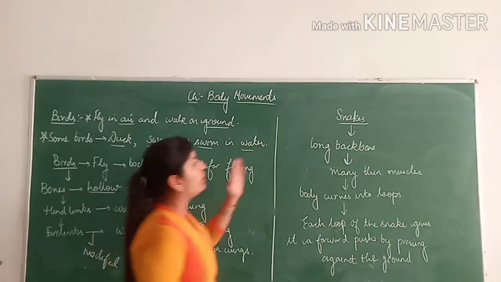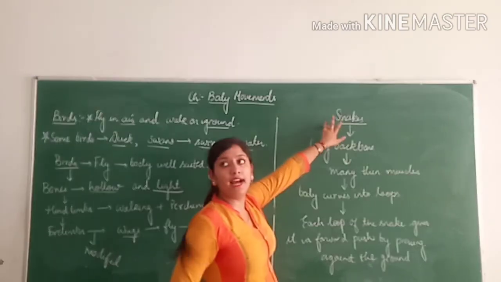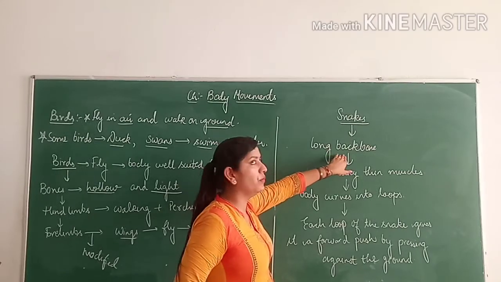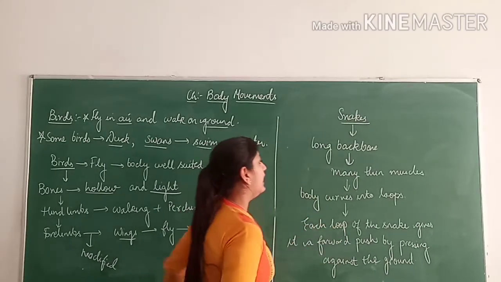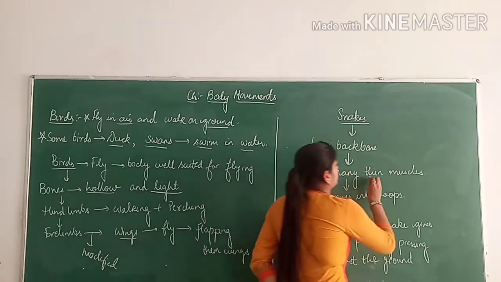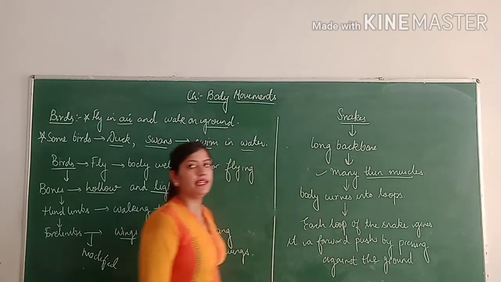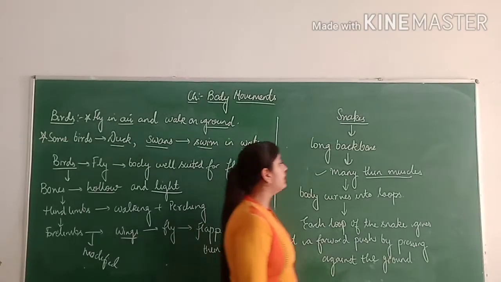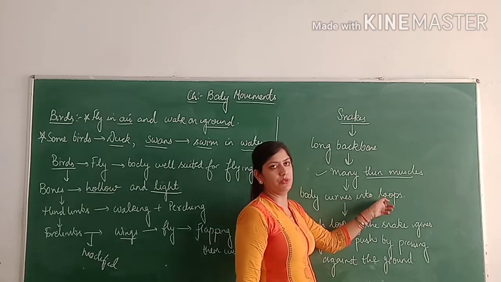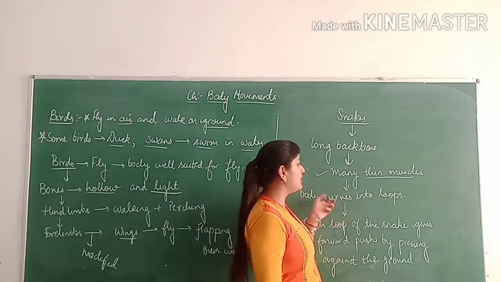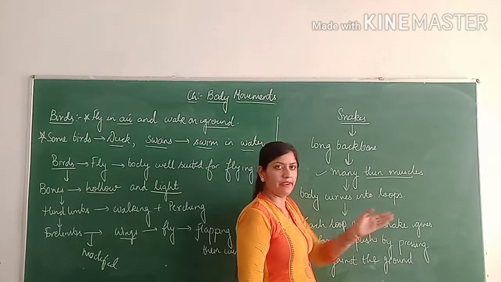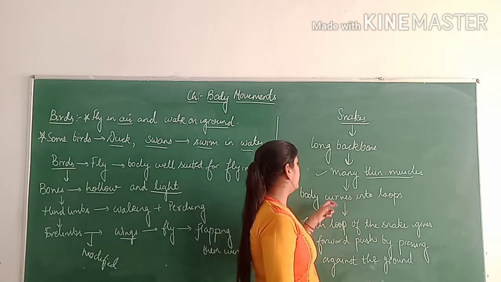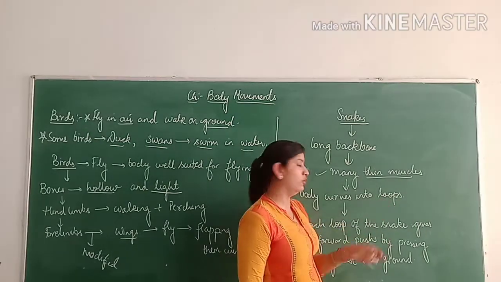Now secondly, talking of the snakes. Snakes have a long backbone and they have many thin muscles. Now the body curves into loops. How does a snake move? It moves by forming loops. It forms many loops and then it moves. So its body curves into loops.